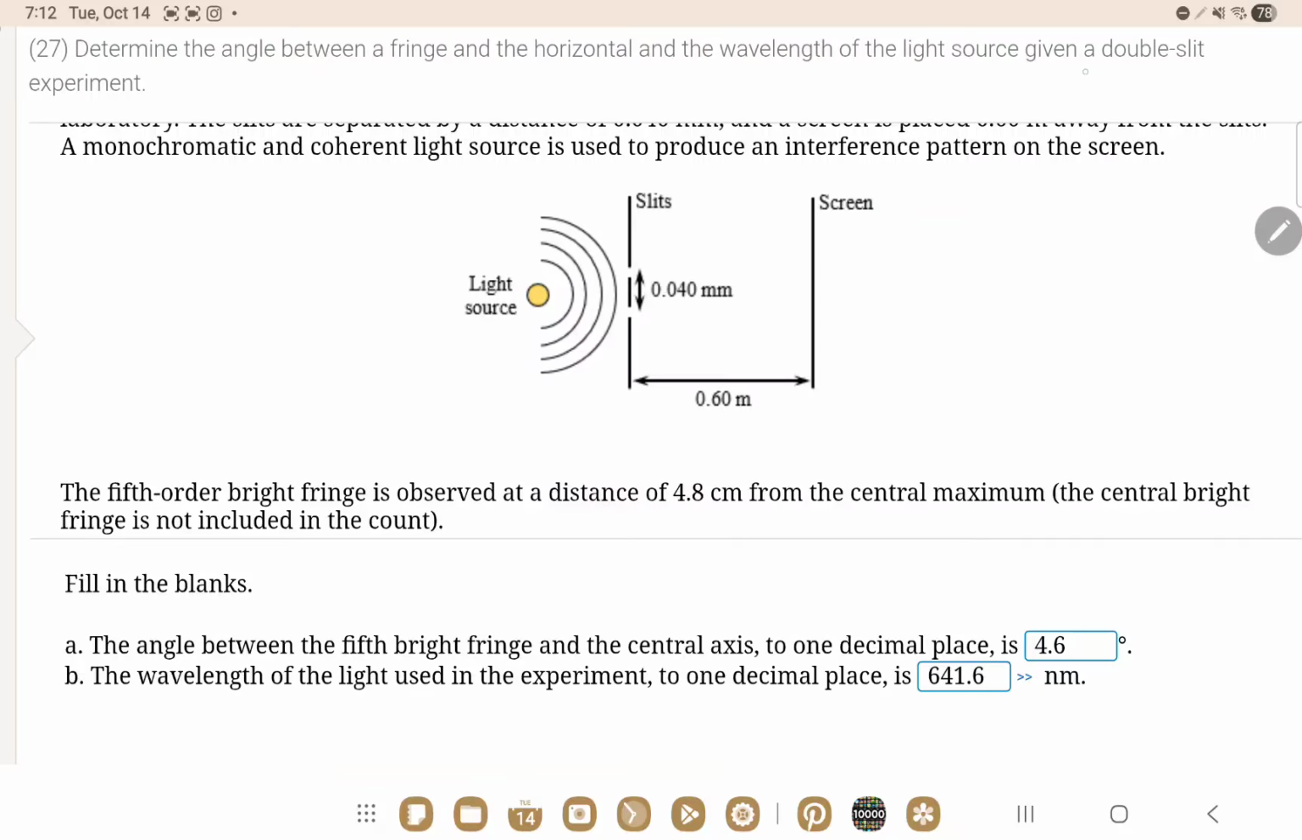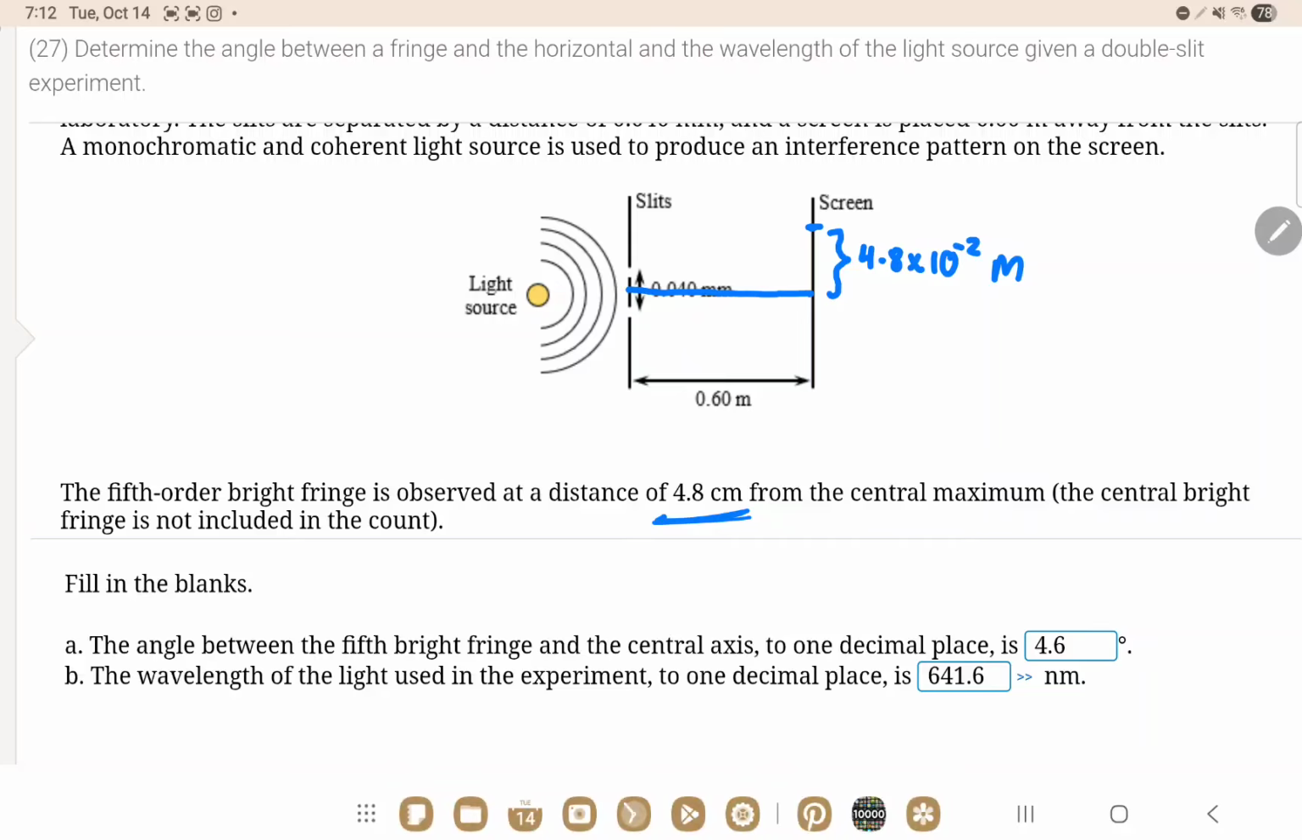Okay. So here, they want the fifth order bright fringe, and it's observed at a distance of 4.8 centimeters. So the fifth order bright fringe distance is 4.8 centimeters. Now, what can we do? We could do the trigonometry, right? So we know that the distance to the central maximum is 0.6 meters. They told you the fifth order, so from here to the left, say here's the fifth order bright fringe, this distance here is 4.8 centimeters. Okay, 4.8 times 10 power negative 2 meters, sorry.